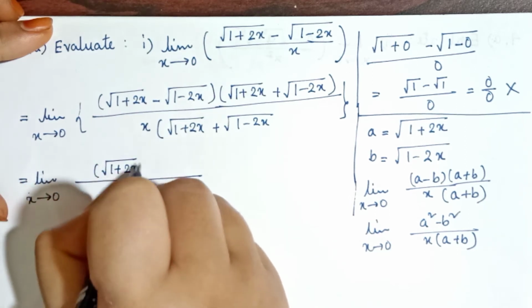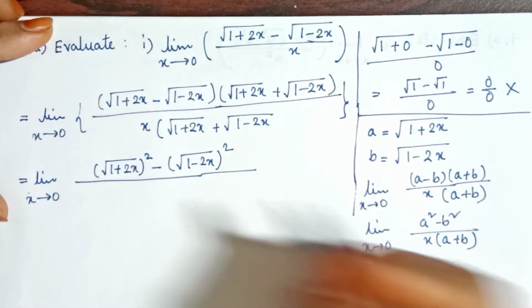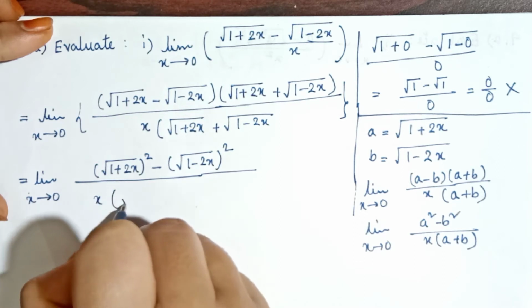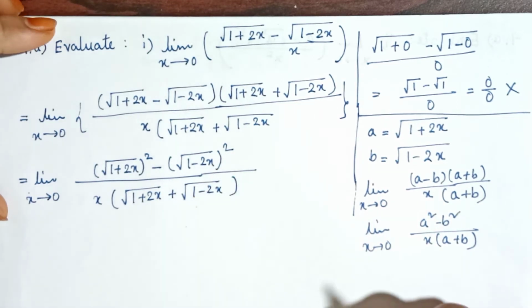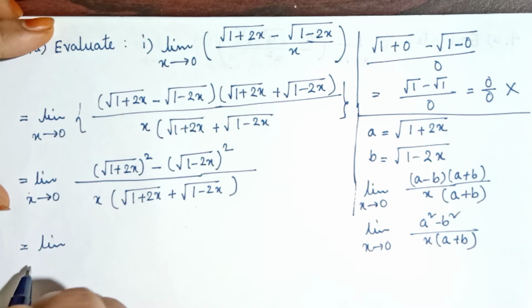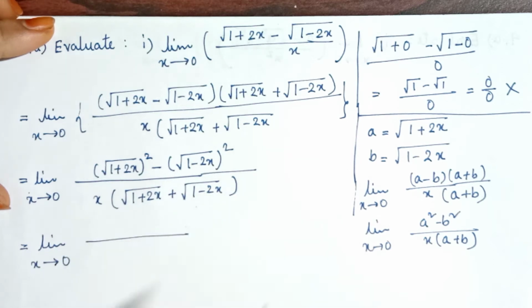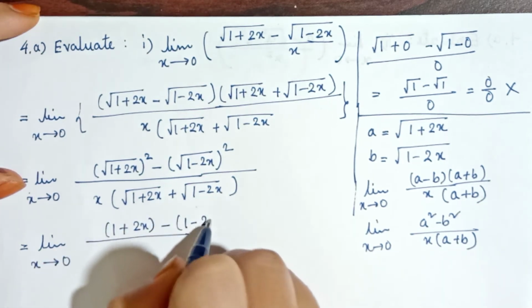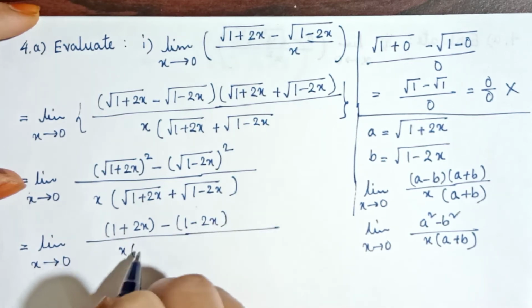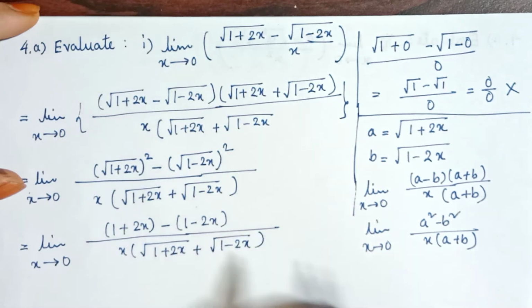a square minus b square, and the denominator is x into root over 1 plus 2x plus root over 1 minus 2x. So it becomes limit x tends to 0. Now this is root over, and after the root over we have the square value. That means we will get 1 plus 2x, then minus 1 minus 2x, divided by x into root over 1 plus 2x plus root over 1 minus 2x.